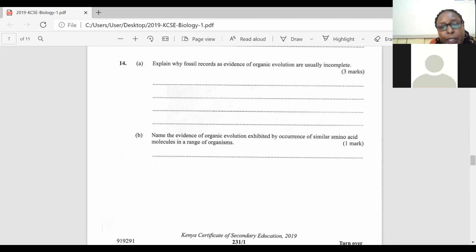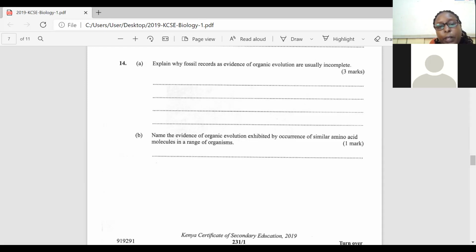Question 14, part A. Part A, again, quite heavy on marks. How many marks? We have 3 marks there. We have 3 marks on explaining why fossil records as evidence of organic evolution are usually incomplete. That is a question from the Form 4 work on evolution.